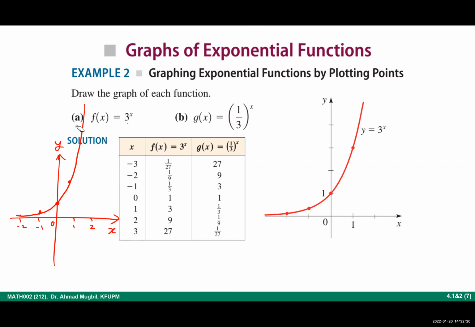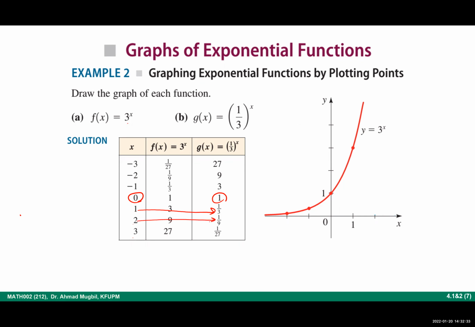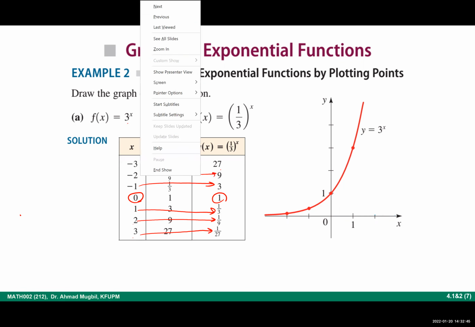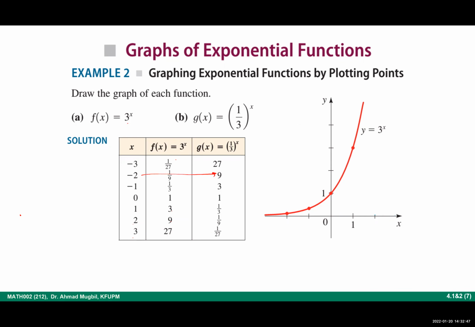Now, again, we will apply the same idea. Let's apply it now. When x is 0, what will be (1/3) to the power 0? It will be 1. What is (1/3) to the power 1? 1/3. What is (1/3) to the power 2? 1/9. And (1/3) to the power 3? 1/27. Look here. (1/3) to the power -1? 3. (1/3) to the power -2? 9. And you can notice something amazing. What were here, now they are here. And what was here is here.